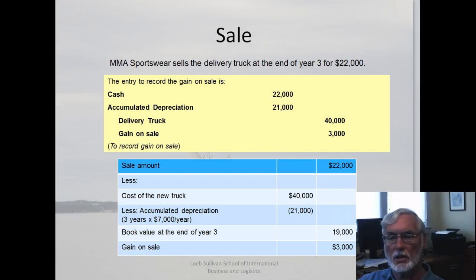So the book value of the asset was $40,000 minus the $21,000 accumulated depreciation. So the book value was $19,000. We sold it for $22,000, so we record a gain. If we'd sold it for $17,000, we'd record a $2,000 loss. So you have to get rid of the asset, you have to get rid of the depreciation, and then you have to record a gain or a loss. So that's a fairly simple process. In this case, we sold the asset for more than we had it on the books for. We had it on the books for $19,000, and we sold it for $22,000. So we showed a gain.